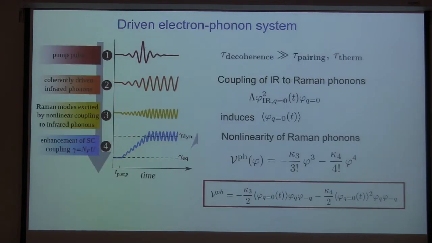And the model which I advocated was that it's a system in which, when we shine light, we actually first drive infrared active phonons. These are just phonons which couple strongly to light, but they do not interact strongly with the electrons. But then these infrared active phonons interact with Raman phonons, which now are very important. They're the ones which provide the glue for making pairs for superconductivity. But from the point of view of these Raman phonons, the interaction with infrared active phonons looks like some kind of parametric resonance.